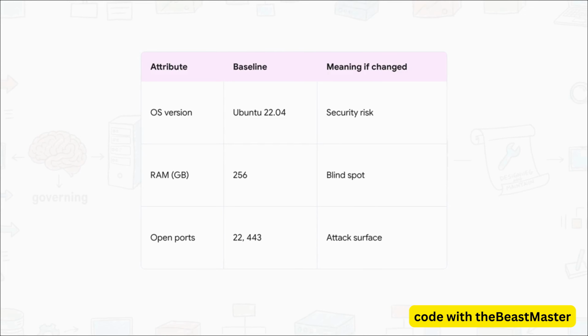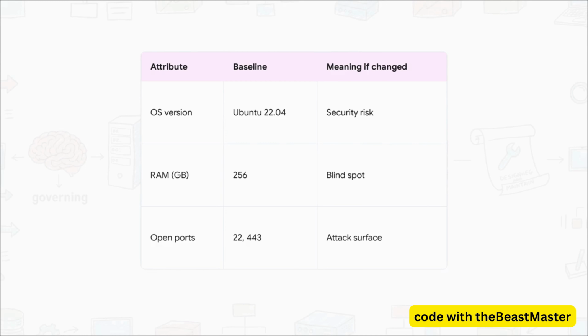Let's break down exactly why this contract matters so much. Using a real-world example, imagine a server named pod web01. If the baseline OS version for that server is Ubuntu 22.04 LTS and it changes unexpectedly, you've got an unauthorized OS change on your hands, which is a massive security and compliance risk.